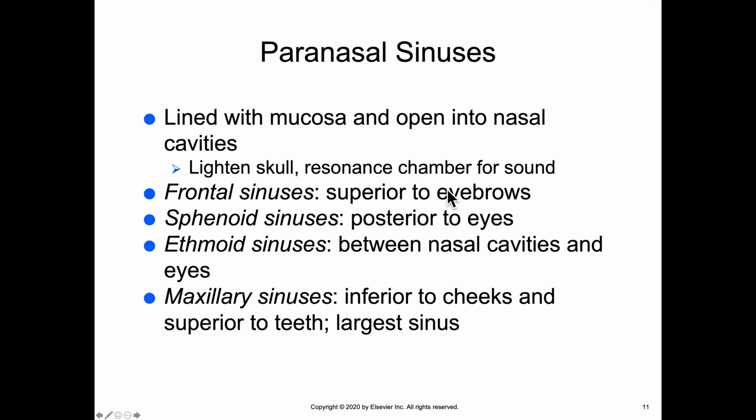So your frontal sinus is on your frontal bone, superior to the eyebrows. Your sphenoid sinus is posterior to your eyes, just posterior to it. The ethmoid is between the nasal cavities and the eyes, so a little more lateral. And the maxillary are inferior to the cheeks and superior to the teeth. These are your largest sinuses.